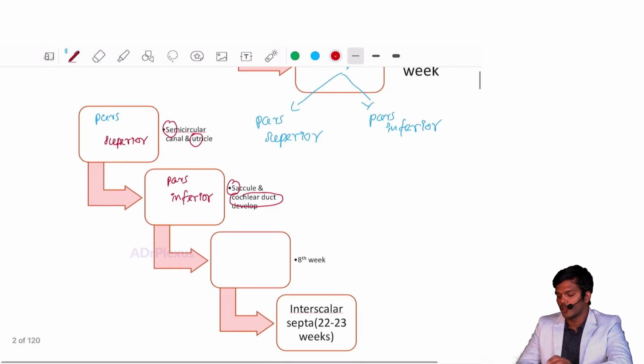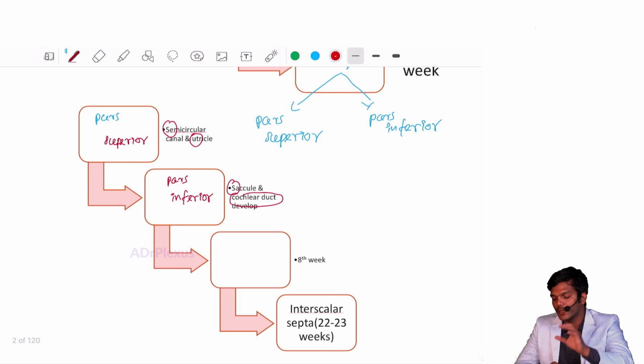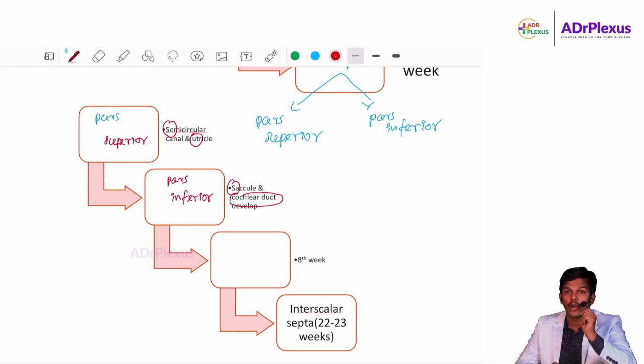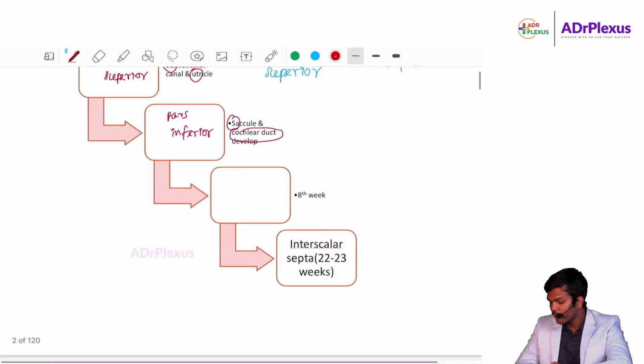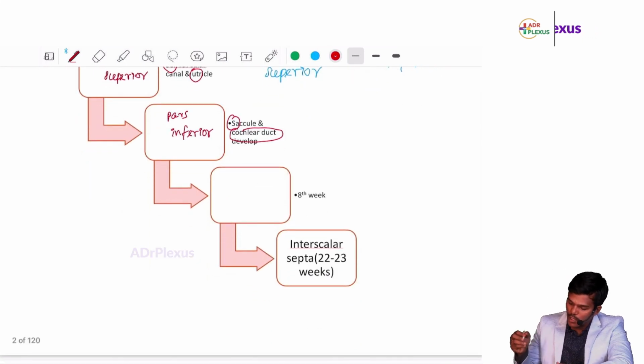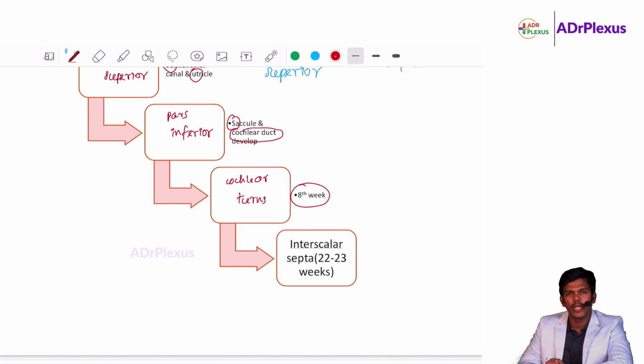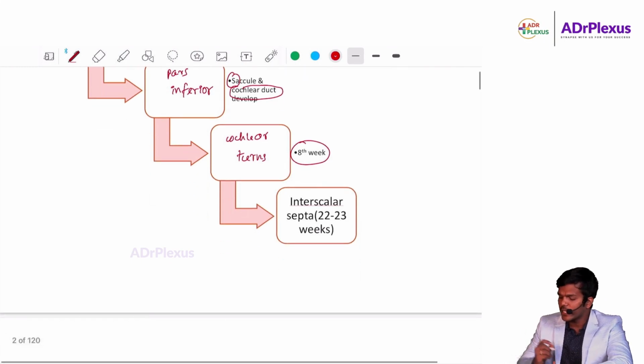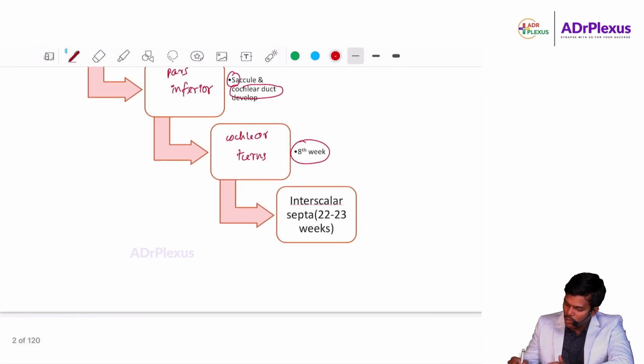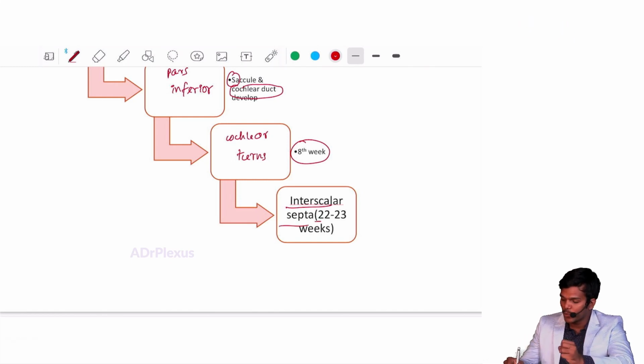Clear? So pars superior gives rise to the semicircular canal and utricle. Pars inferior will give rise to the saccule and cochlear duct. Clear? Now there will be formation of cochlear turns by 8th week. Then within the cochlear turns there will be formation of interscalar septa within the cochlea by 22 to 23 weeks.